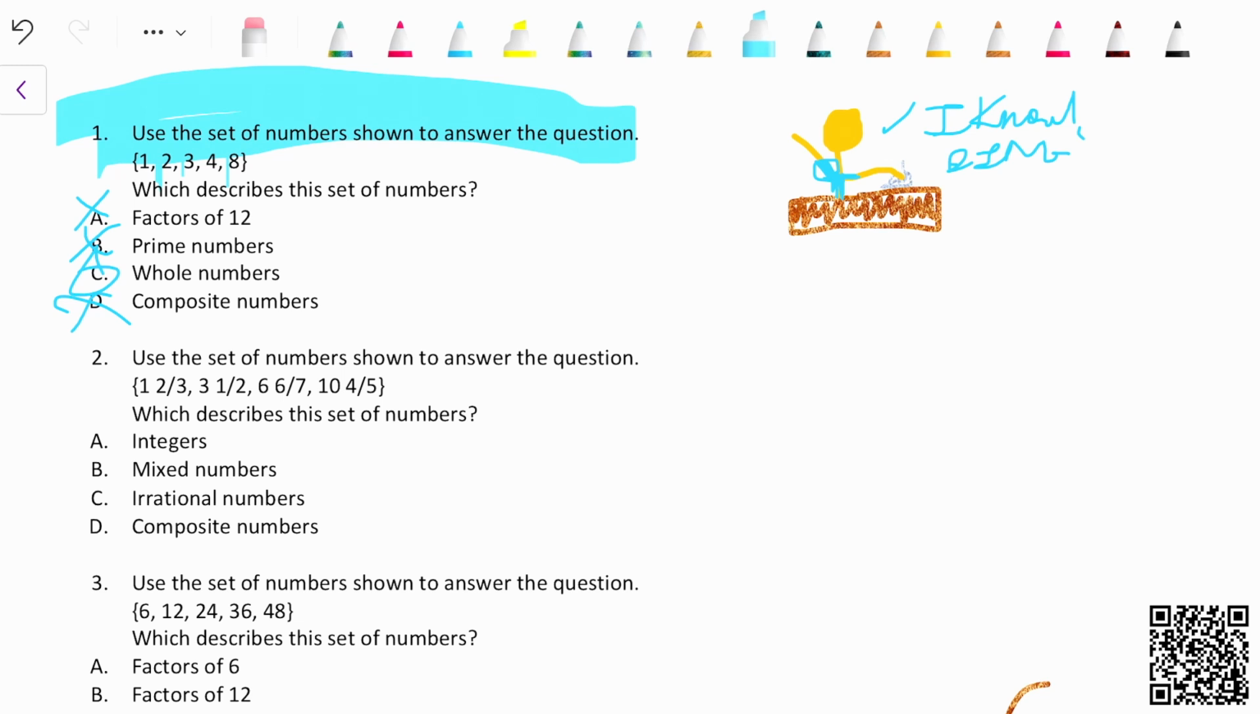Math vocabulary time. 2. Use a set of numbers shown to answer the question. Well, this is pretty easy. As you can see, all of these are in math vocabulary where it's described as mixed because it's not a normal, complete fraction. It's not an irregular fraction, but it's also not a regular fraction. So it has to be mixed. It's pretty easy, this one is.